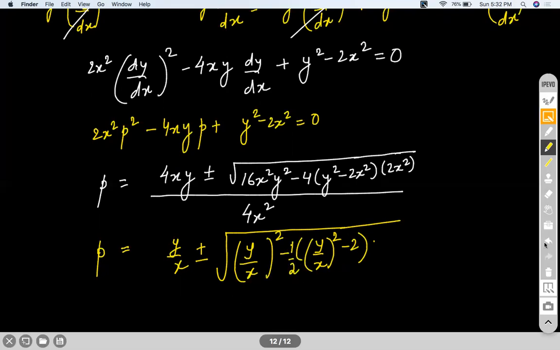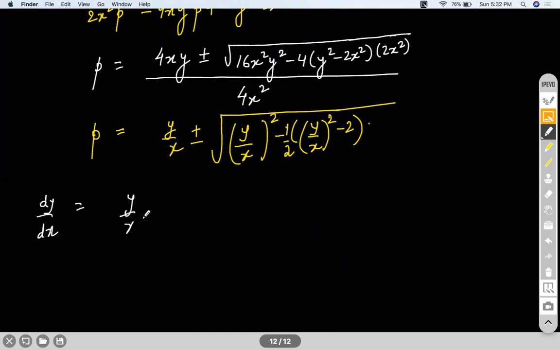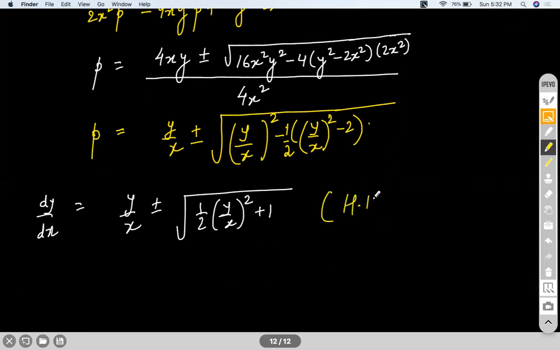Right? So further simplifying this, it will give me the value of p, which is nothing but dy by dx. Let me start using dy by dx for p. That will be y by x plus minus under root, and simplification of this will give you half y by x the whole square plus 1. Now, we can conveniently claim that this is a homogeneous differential equation, right?